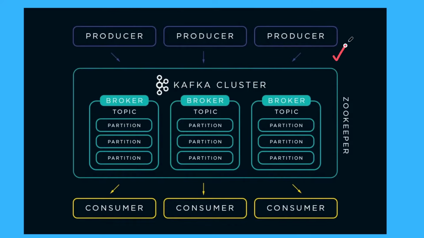So let me move on to the architecture of Kafka. These are producers here. The producers can be of many services. It could be an ordering service, an inventory service, or a packaging service. So it can be any service.